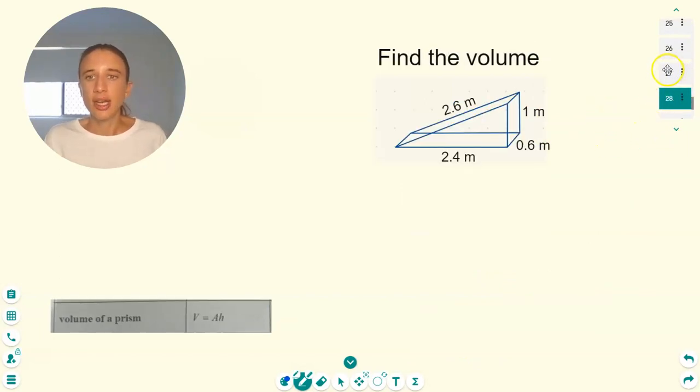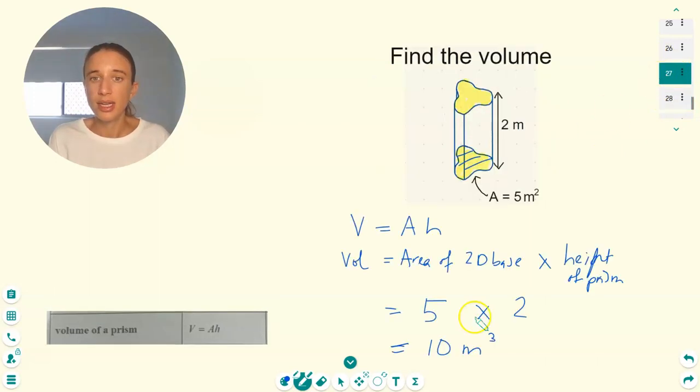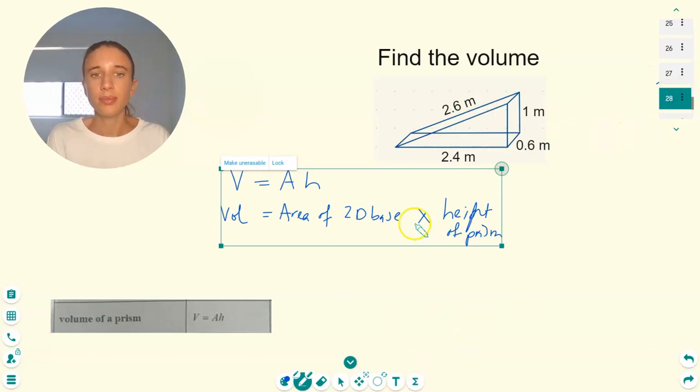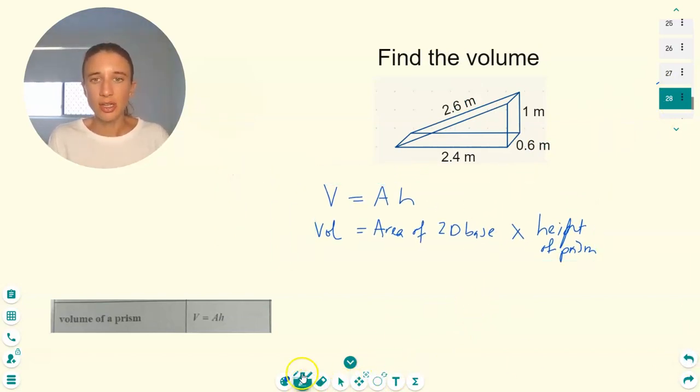And let's check this out. Okay, find the volume. A lot of students get this one wrong, all right? The key is, ask yourself, what shape is this? What type of shape is this? Ignore all the dimensions. It's a triangular prism. Therefore, the 2D base shape should be a triangle.